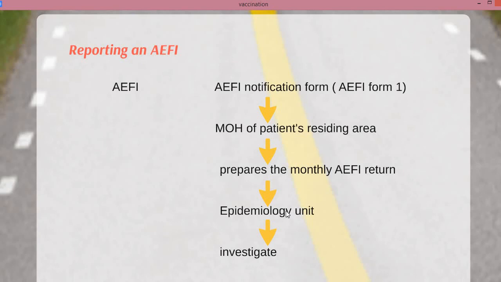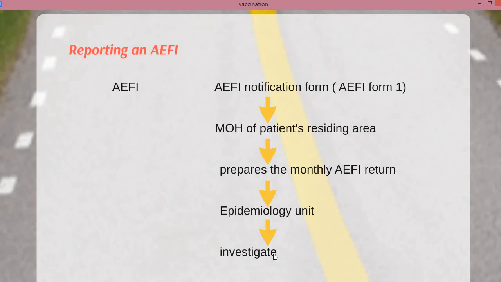So what will you do as a medical officer when you come across an adverse event following immunization? There's a notification form, the adverse event following immunization notification form, or AEFI form 1, which should be filled and should reach the medical officer of health of the patient's residing area, who prepares a monthly AEFI return which reaches the epidemiology unit, and finally they will start to investigate.